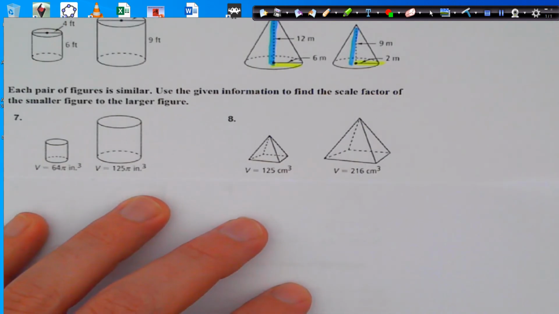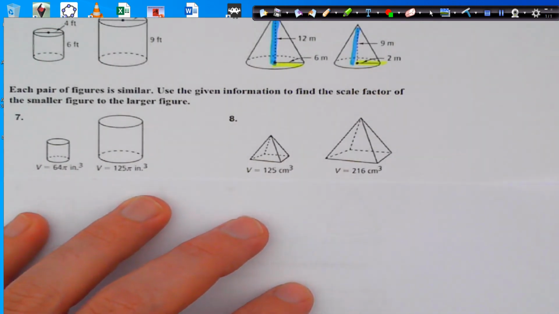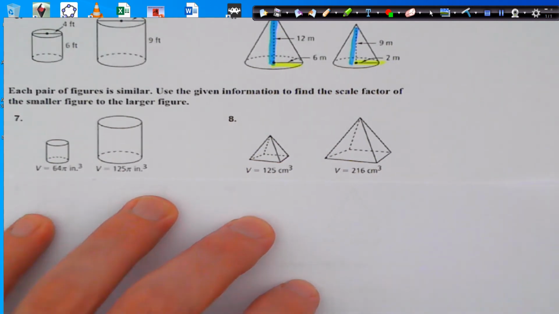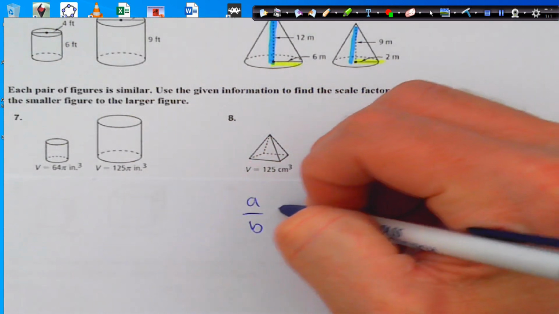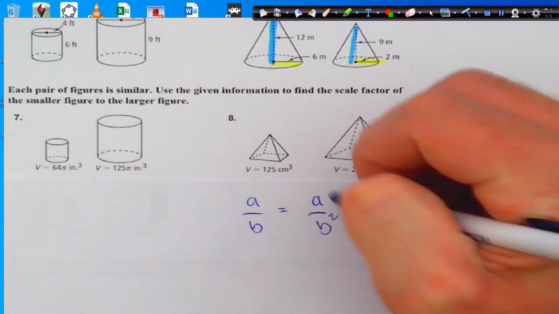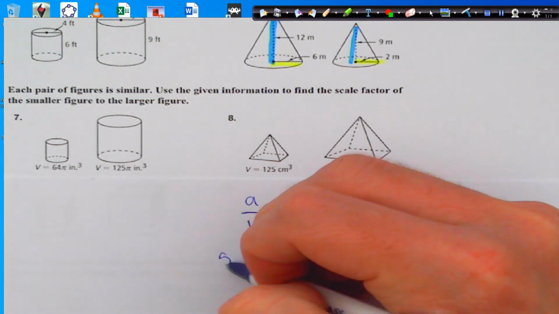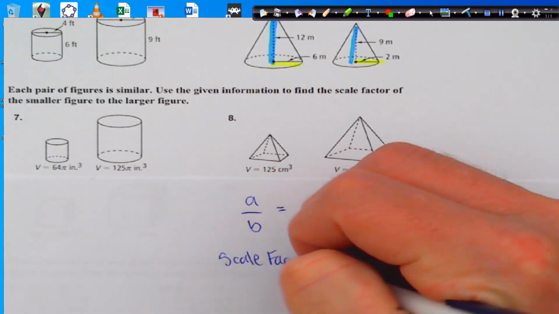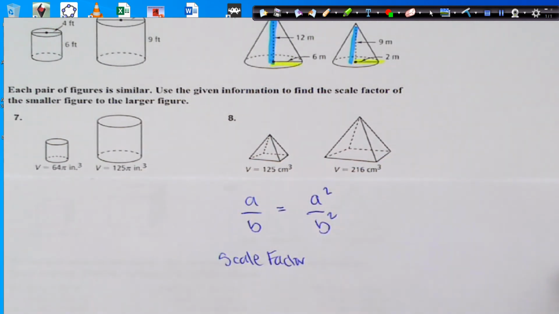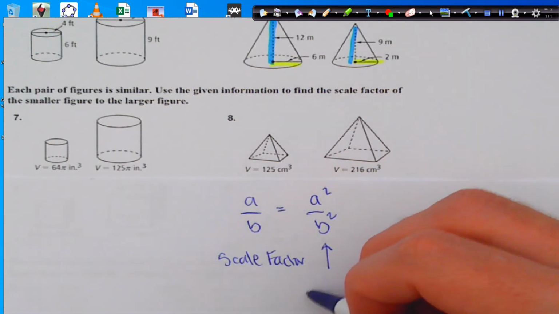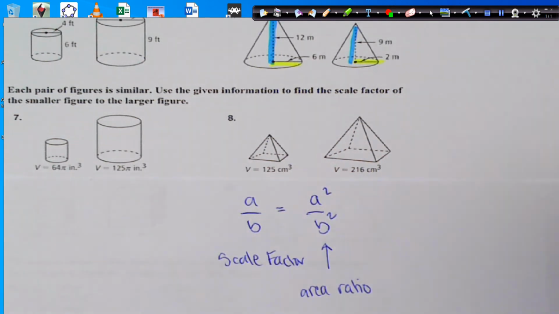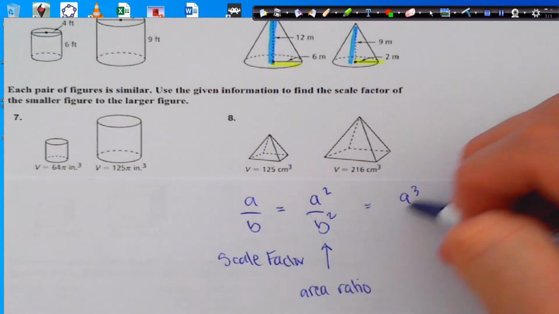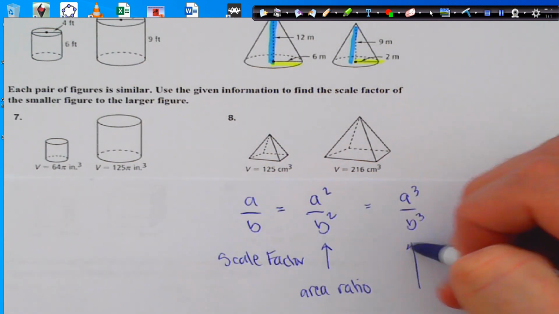Okay, so number 8 here says each pair of figures is similar, so we already know they're similar. Use the given information to find the scale factor of the smaller figure to the larger figure. So let's just do a recap here real quick. We learned last chapter that this right here is called the scale factor. Scale factors are whenever you're doing one-dimensional items with each other. And this guy right here is called our area ratio, and that's when we're comparing our areas. And then our final one is our volume ratio.